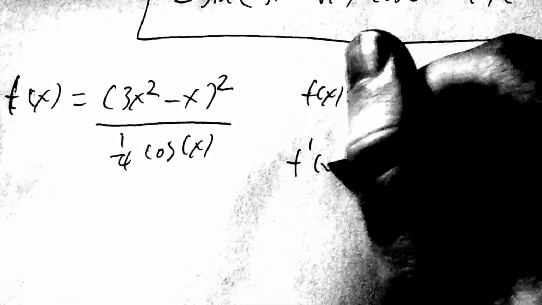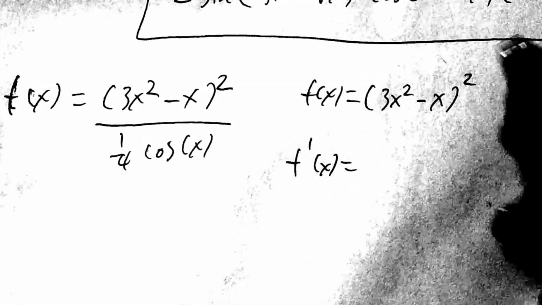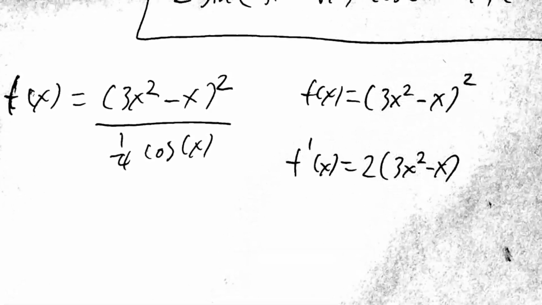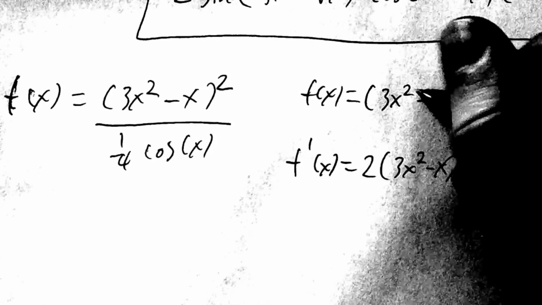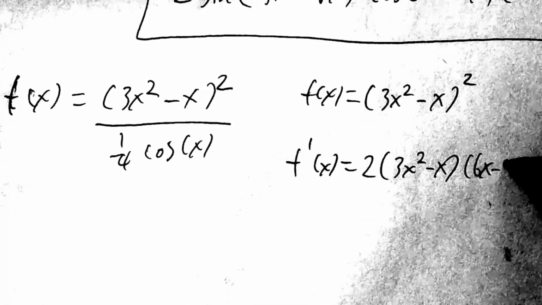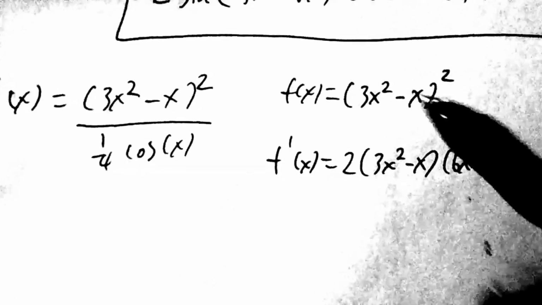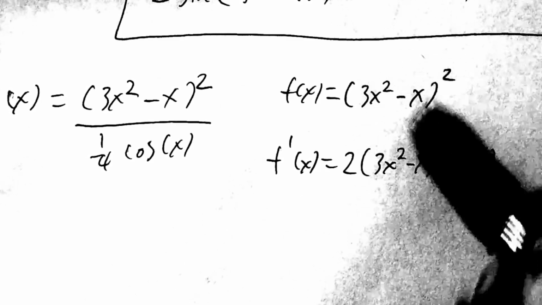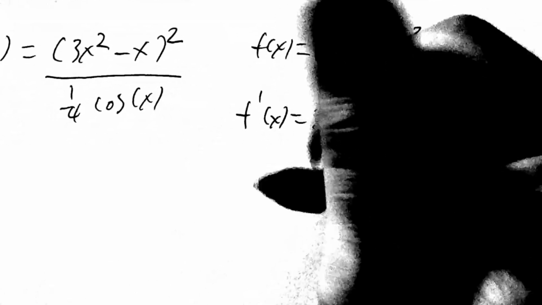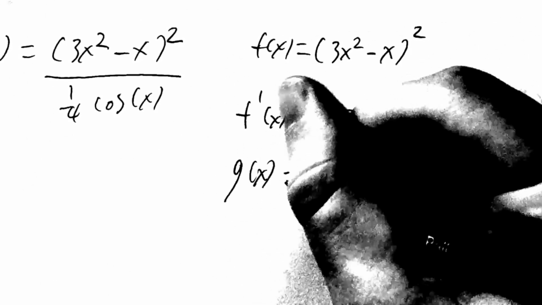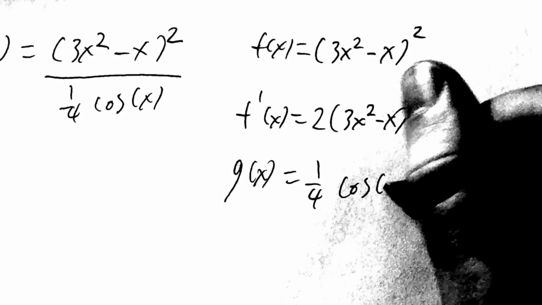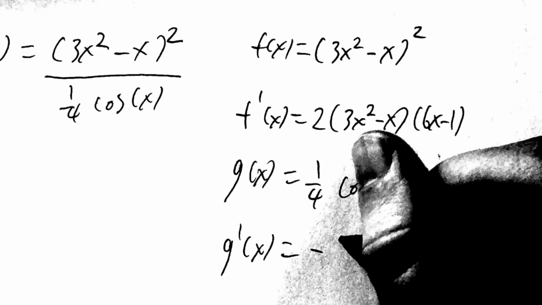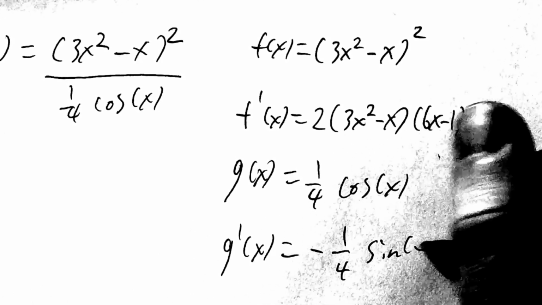And then my derivative of that is a chain rule. 2 is going to come out to the front, 3x squared minus x is the outside, times the derivative of the inside, that's 6x minus 1. Okay, so that's the numerator. That's the derivative of that using chain rule. That's the outside, that's the inside. g of x is the denominator. And then the derivative of the denominator is negative 1/4 sine x. And we're good to go.